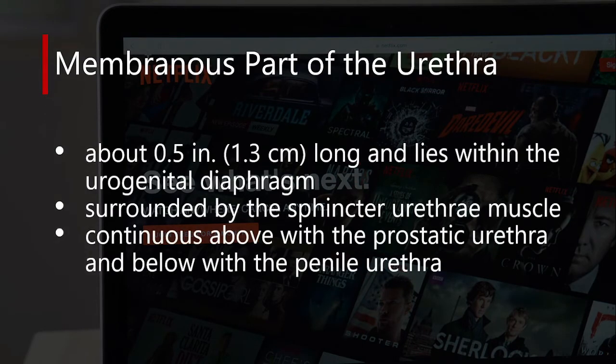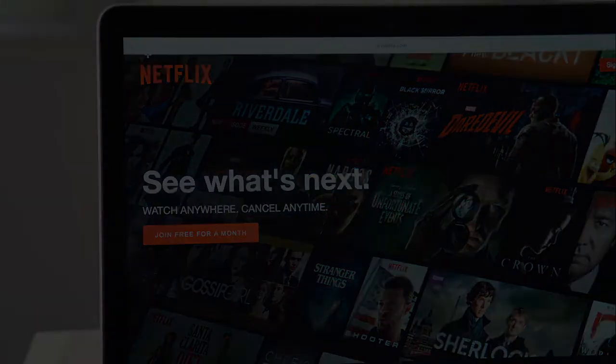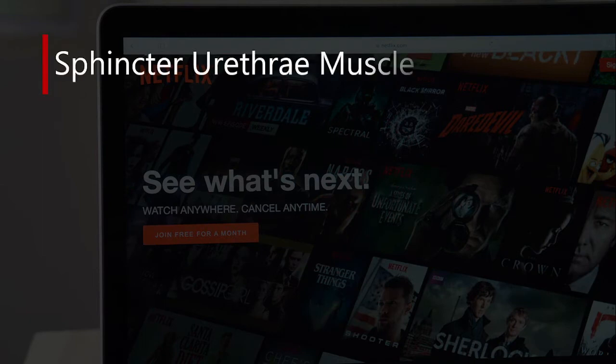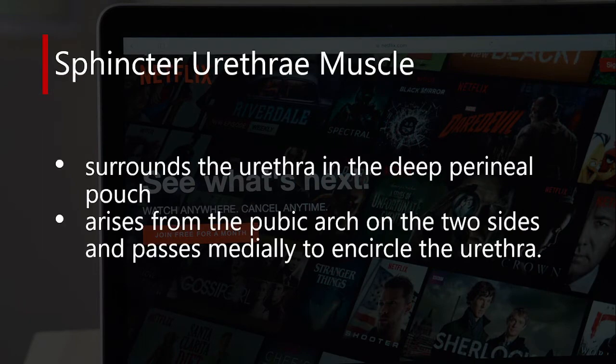The membranous part of the urethra is about 0.5 inch or 1.5 centimeters long and lies within the urogenital diaphragm. It is surrounded by the sphincter urethrae muscles, and it is continuous above with the prostatic urethra and below with the penile urethra. The sphincter urethrae muscle surrounds the urethra in the deep perineal pouch, and it arises from the pubic arch on the two sides and passes medially to encircle the urethra.